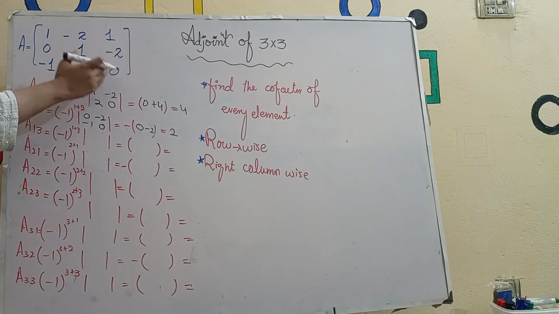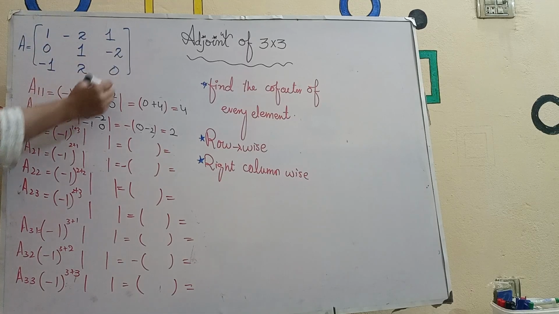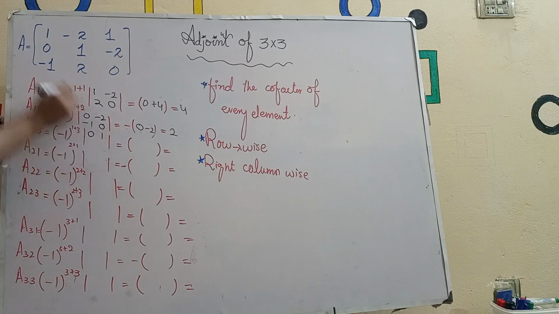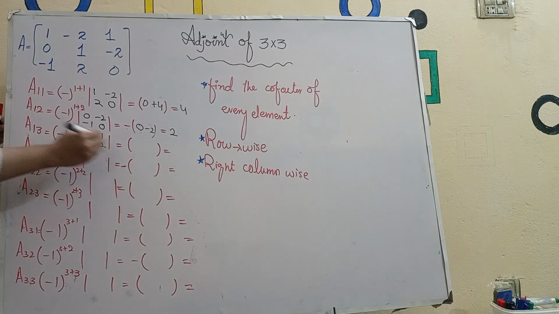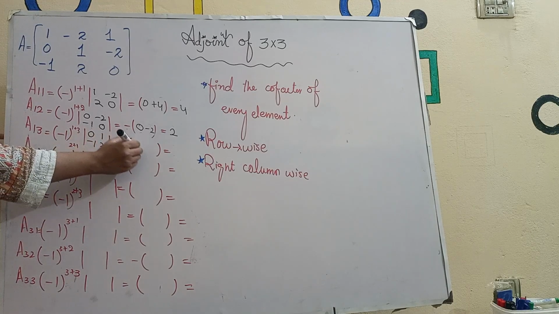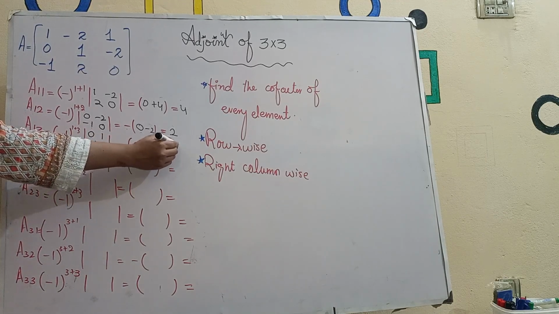So the rest of the elements are 0, 1, minus 1 and 2. Here, friends, the power is an even number, so the sign is positive. So we go for the determinant of this matrix. 0 multiplied by 2 becomes 0, and 1 multiplied by minus 1 becomes minus 1, and we already have a minus in the formula, so it becomes 0 plus 1, and the answer is 1.